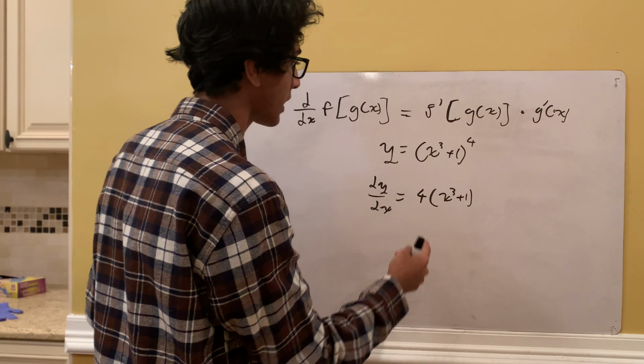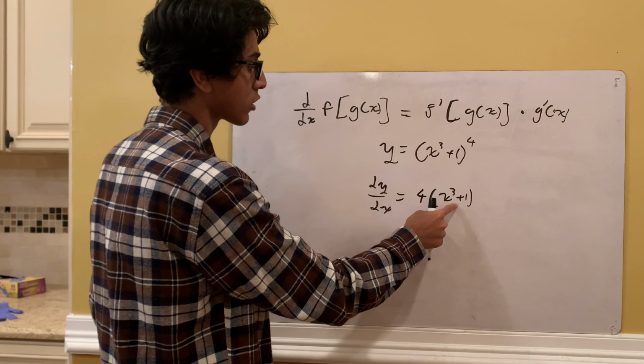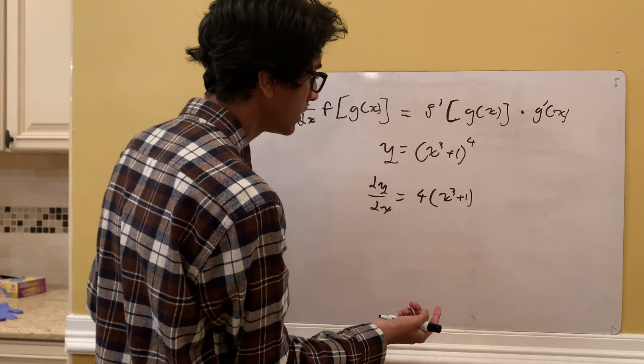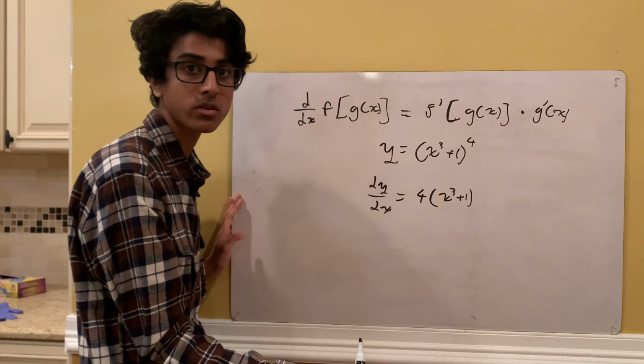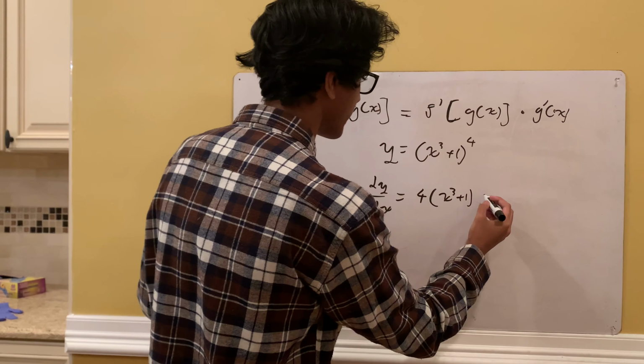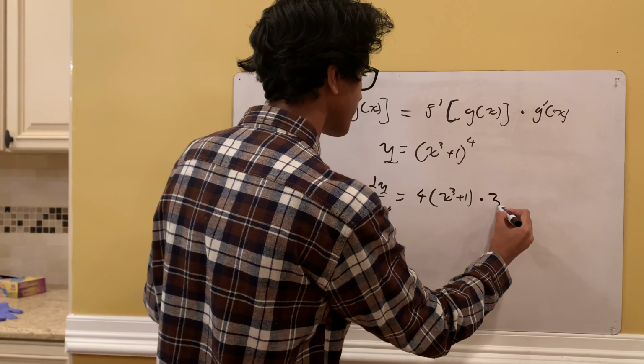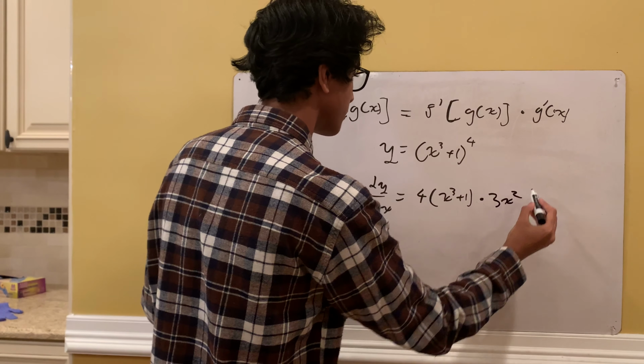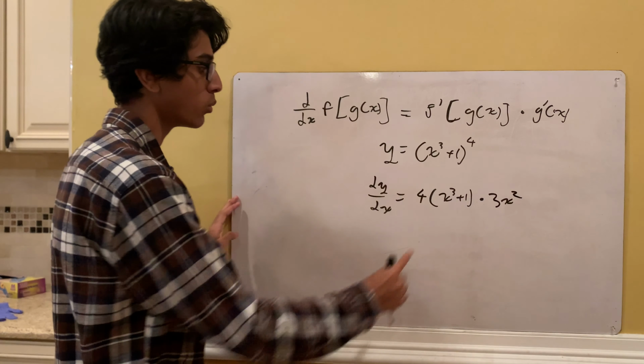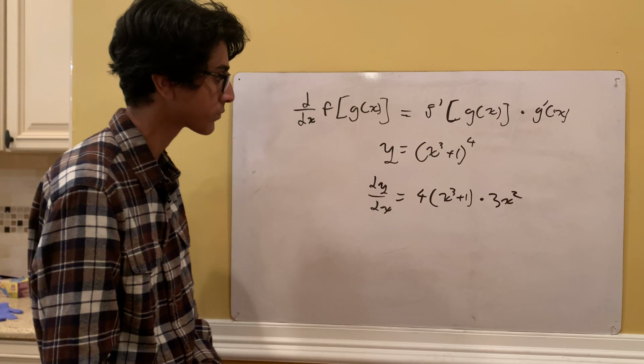Alright, and then it says multiply by the derivative of g of x. So we multiply by the derivative of x cubed plus 1, and we can just use the power rule that we know. So it's just gonna become 3x to the 2. And the 1 just becomes a 0.